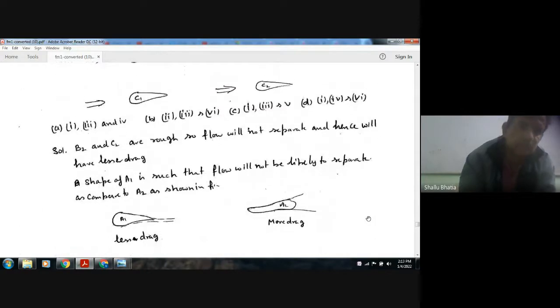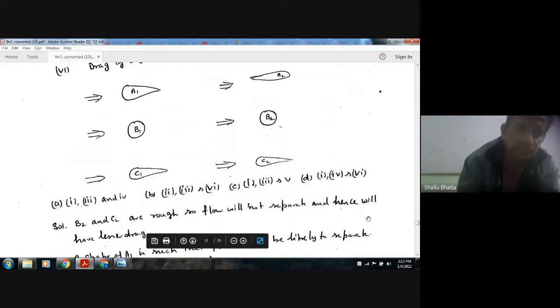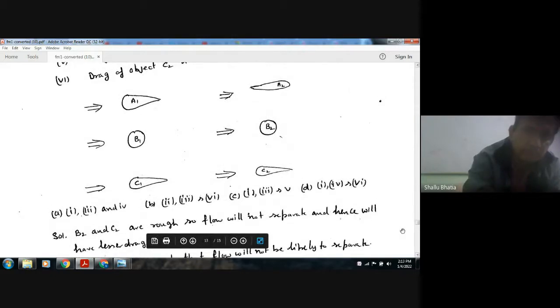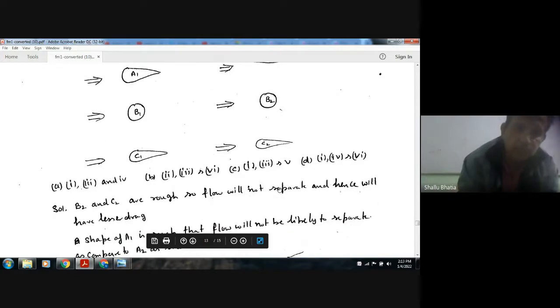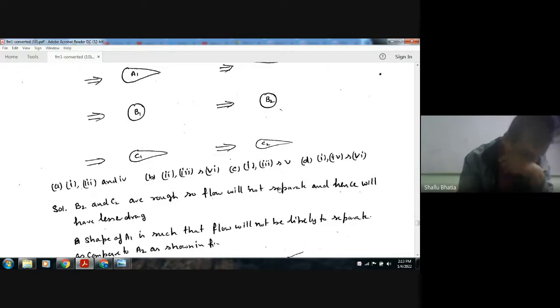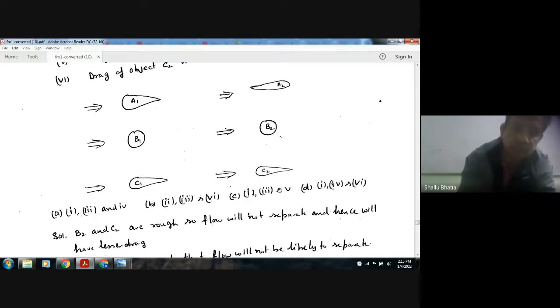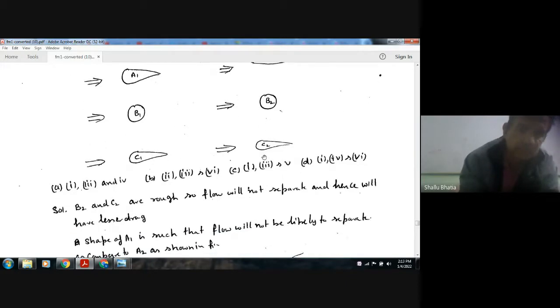So here B2 and C2 are rough, so they form a turbulent boundary layer. In a turbulent boundary layer, the flow will not separate, so drag will be less for B2 and C2.